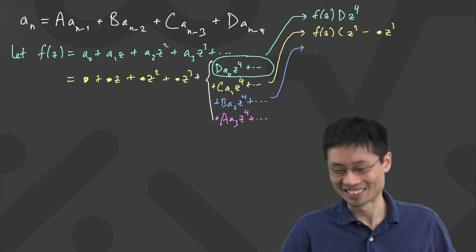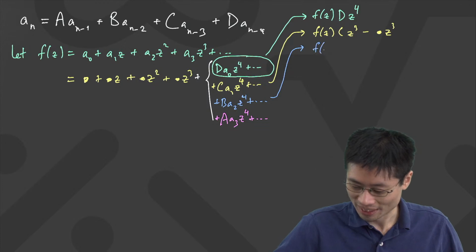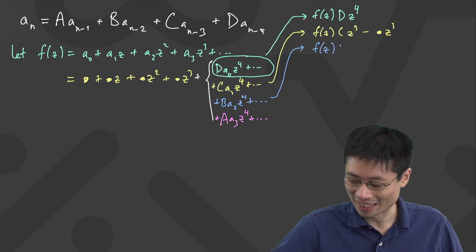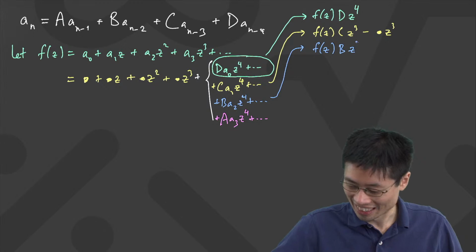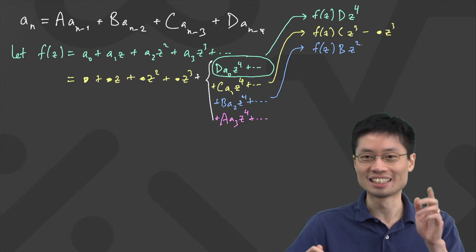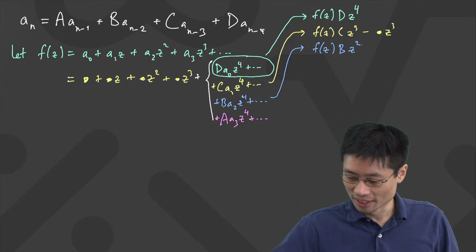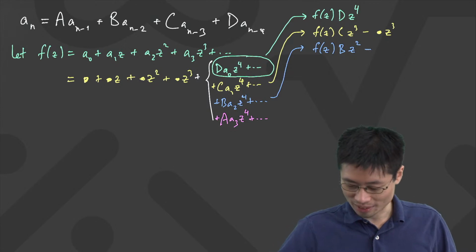I'll just do it. I think people get the sense of what to do here. This is f of z times, except when I do it, I probably make a mistake. But anyway, I think it's this one. It's bz squared. And then we have some blob stuff, right? I'm getting kind of tired of writing these blobs.